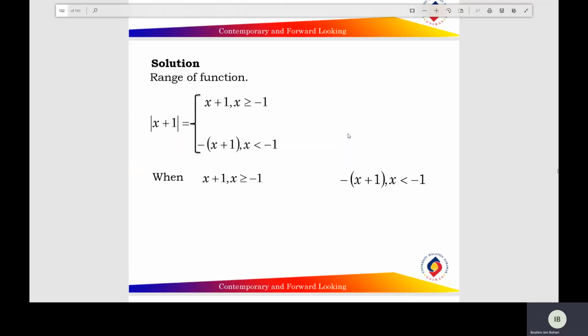And then you find the range of the absolute value function. First, you write down the function, modulus of x plus 1, in piecewise form. First part of the function: f(x) equals x plus 1, the positive function. So you write down the function here.